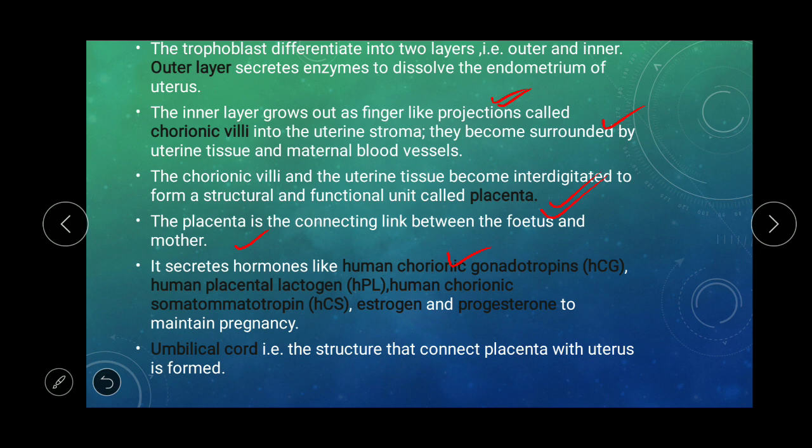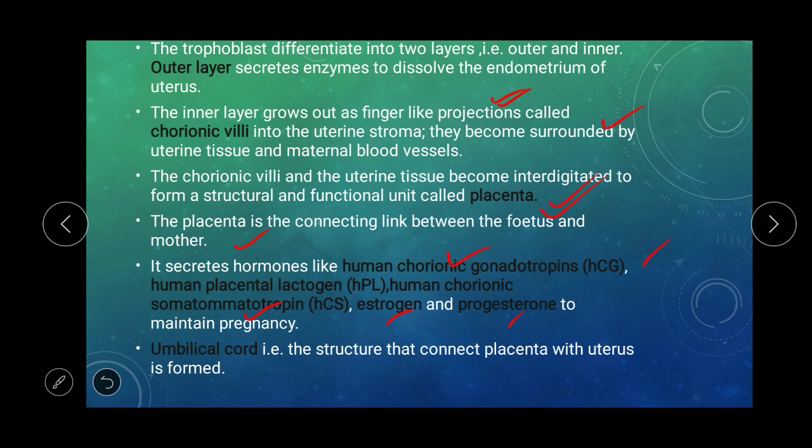Then the human chorionic somatomammotropin. Here the name suggests somatomammotropin means this will also stimulate the mammary gland to secrete more and more milk after the birth. Then the estrogen and progesterone, these are required to maintain the pregnancy. So the various hormones, that is human chorionic gonadotropin, human placental lactogen, human chorionic somatomammotropin, whenever the word chorionic comes, then it will be secreted by the placenta, you must remember this. And the estrogen and progesterone are secreted by the ovary.